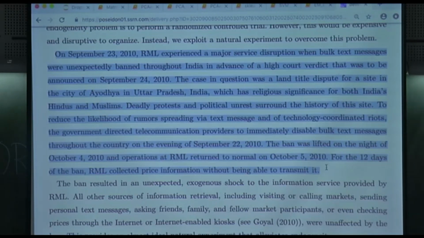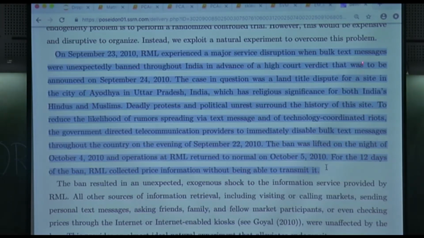So September 23rd, 2010, RML experienced a major service disruption when bulk text messages were unexpectedly banned throughout India in advance of a High Court verdict that was to be announced on September 24, 2010. To reduce the likelihood of rumors spreading via text messages and technology coordinated riots, the government directed telecommunication providers to immediately disable bulk text messages throughout the country on the evening of September 22nd. The ban was lifted on the night of October 4th, 2010, and operations for RML returned to normal on October 5th, 2010. So for 12 days of the ban, RML collected price information without being able to transmit it.